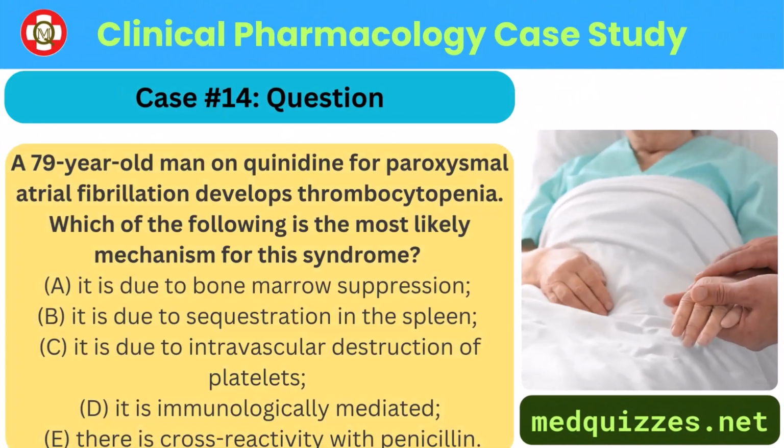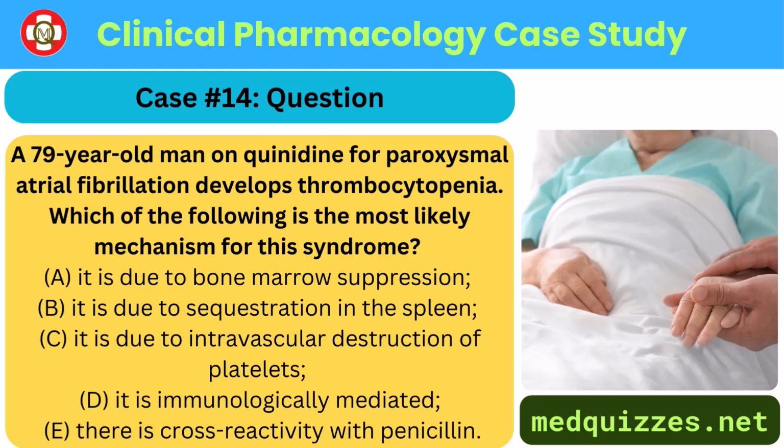Case number 14, a 79-year-old man on quinidine for paroxysmal atrial fibrillation develops thrombocytopenia. Which of the following is the most likely mechanism for this syndrome? A. It is due to bone marrow suppression, B. It is due to sequestration in the spleen, C. It is due to intravascular destruction of platelets, D. It is immunologically mediated, E. There is cross-reactivity with penicillin.